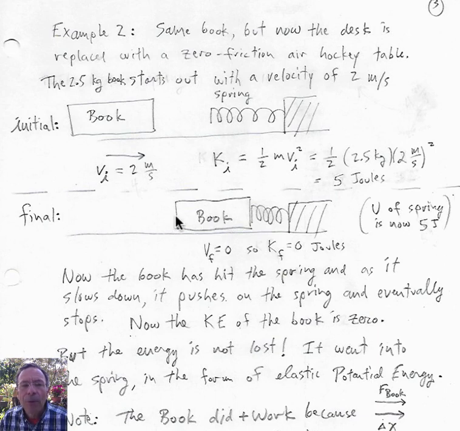Okay, so now the book hits the spring and squeezes the spring. So the book's kinetic energy is 0 because the book has stopped, at least for a moment. And the kinetic energy has been absorbed by the spring. And we say that the spring now has 5 joules. We're using the letter U to stand for potential energy. So the U of the spring, the potential energy of the spring, is 5 joules.